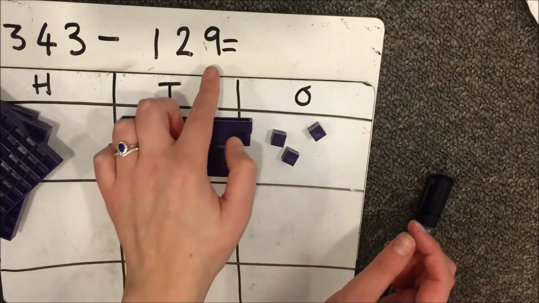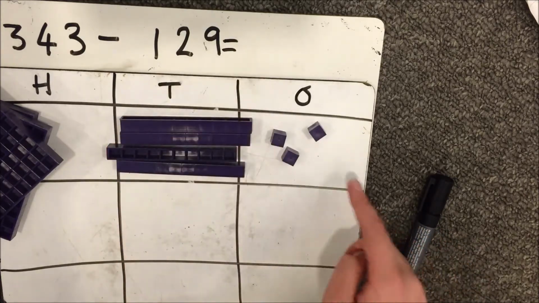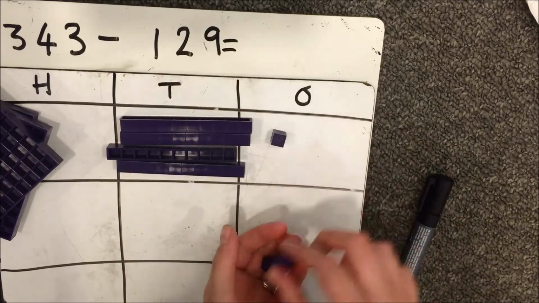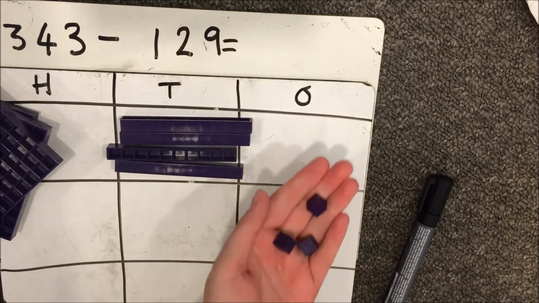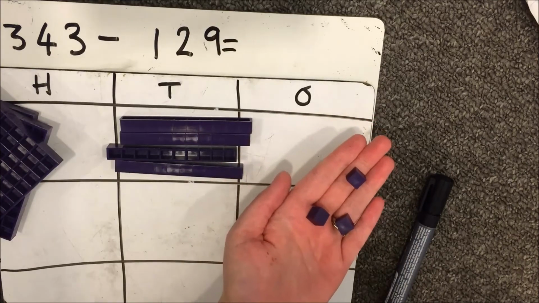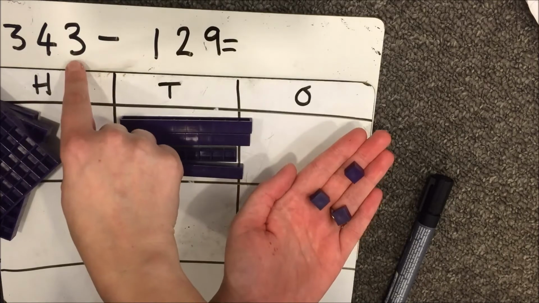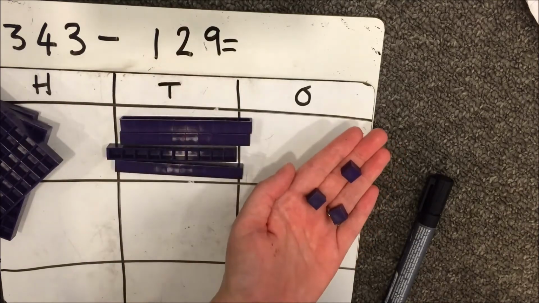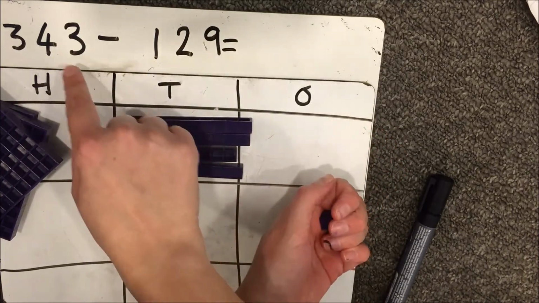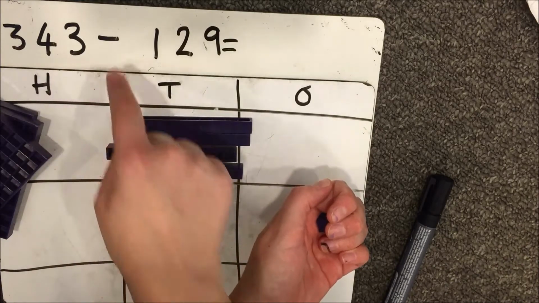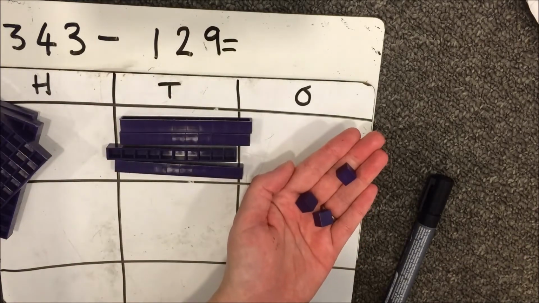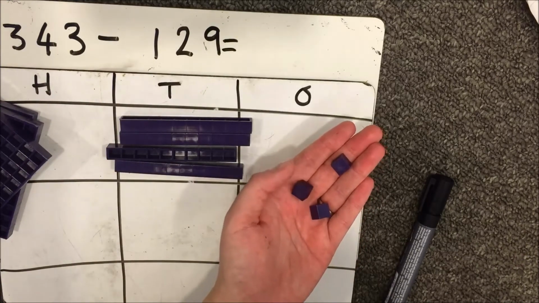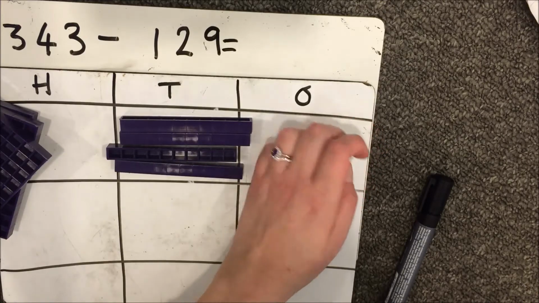So the first thing we go to is our ones column. Okay, ready? 1, 2, 3. Oh no, I can only take away 3. I don't have enough ones to take away 9. Does that mean I can't answer 343 take away 129? Can you help me solve it? What do we need to do? Pause the video, have a think.